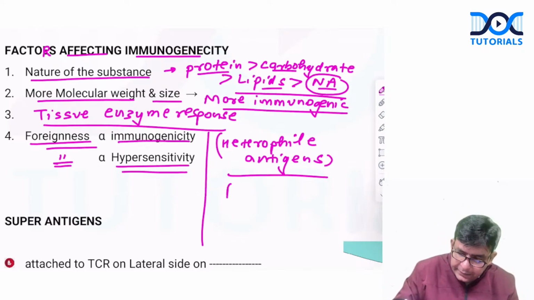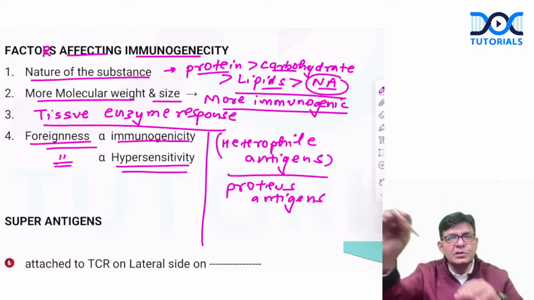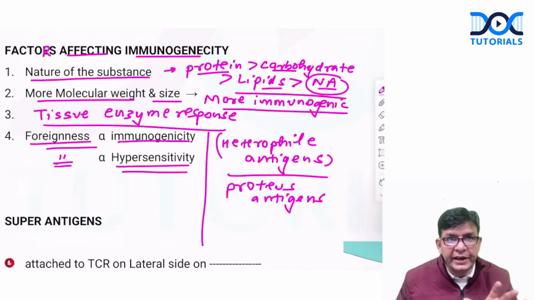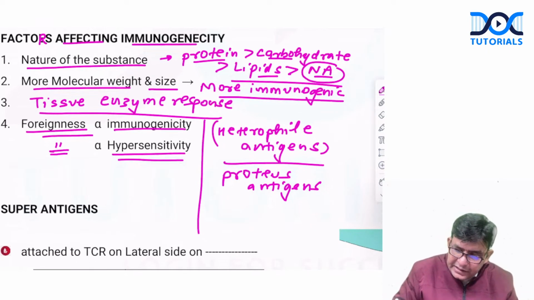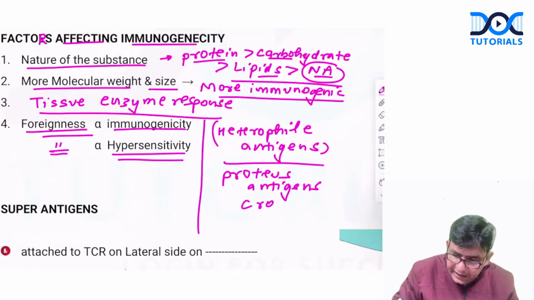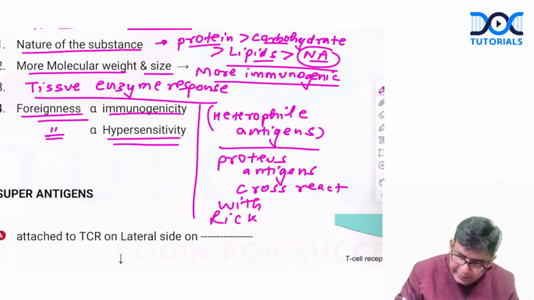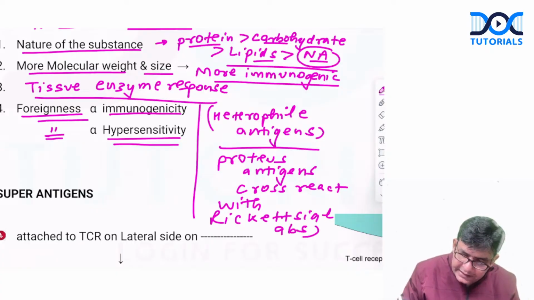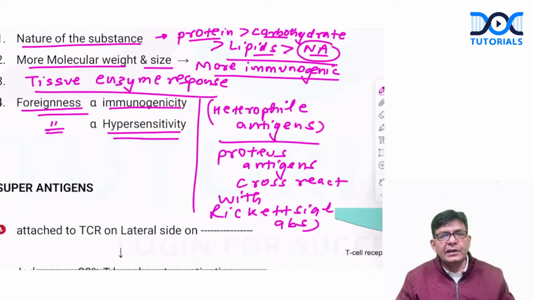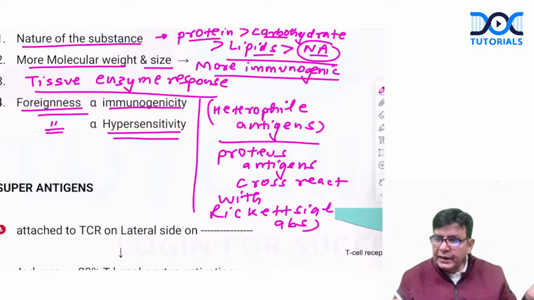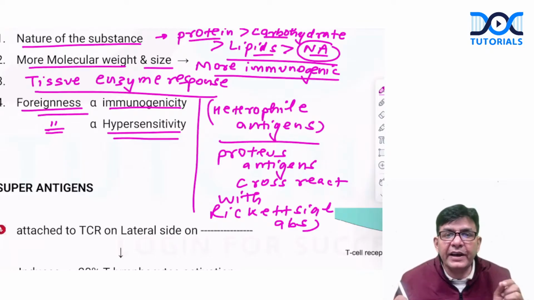Like we have seen, the Proteus antigens are used in the diagnosis of typhus fever, the rickettsial fevers. Proteus antigens cross react with rickettsial antibodies. Why do they cross react? Because they share antigens. This is the logic of heterophile antigens.